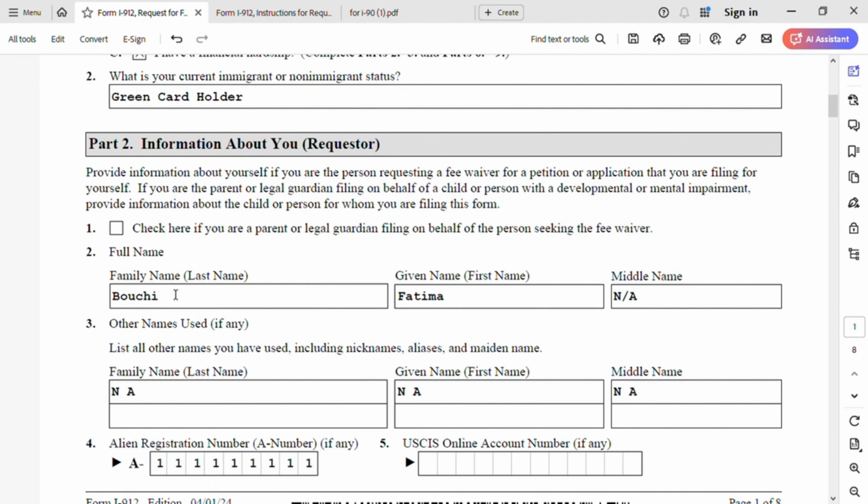So, full name: family name is Bushi. Given name is Fatima. Middle name is N/A. You must put N/A right here, because in the instructions of Form 912 they said you must put N/A right here. That's what I said, you must sometimes read the instructions. For this one right here, you can leave it blank or N/A. For other names used, if you don't use any other names, N/A. Once I print it, I'm going to add a slash right here, because Adobe does not let me add a slash right here. In the middle name, however, they let me because it was required by USCIS.